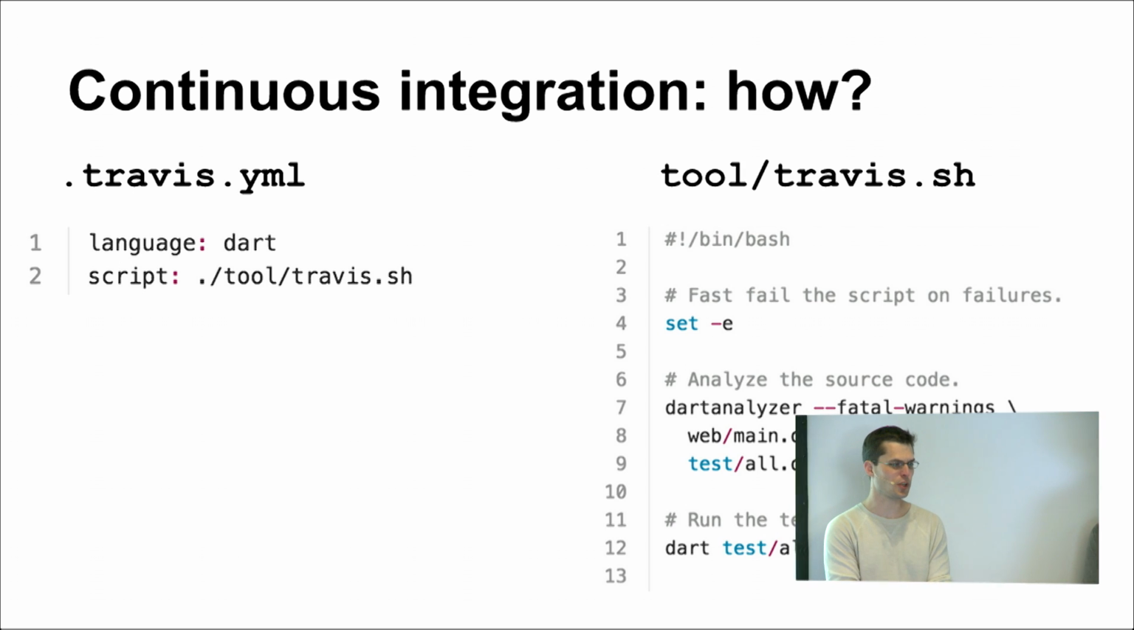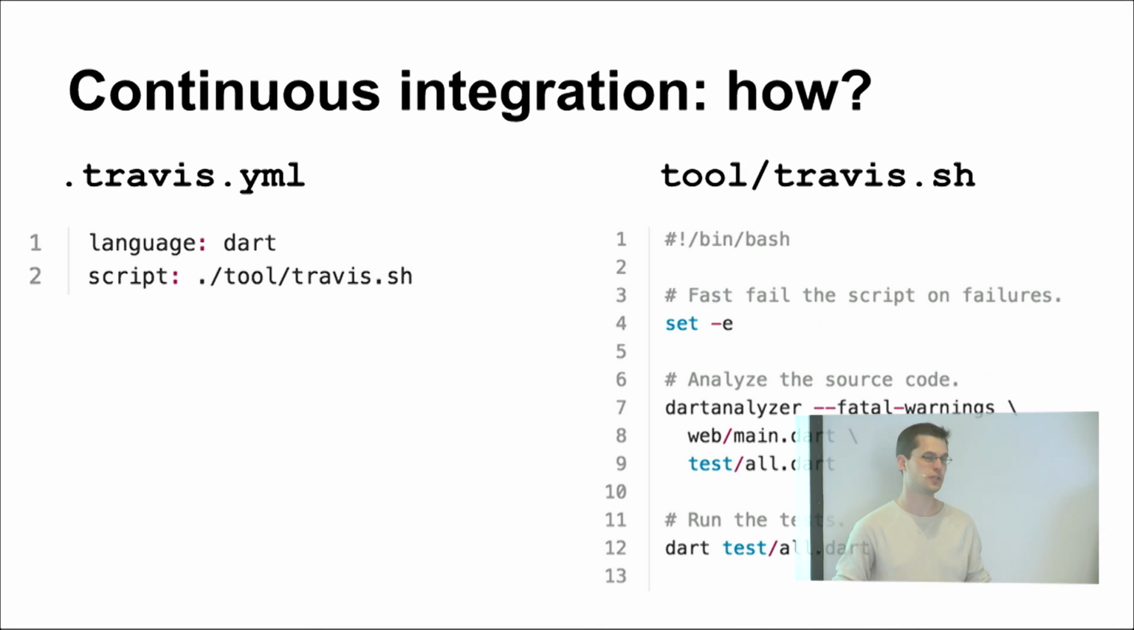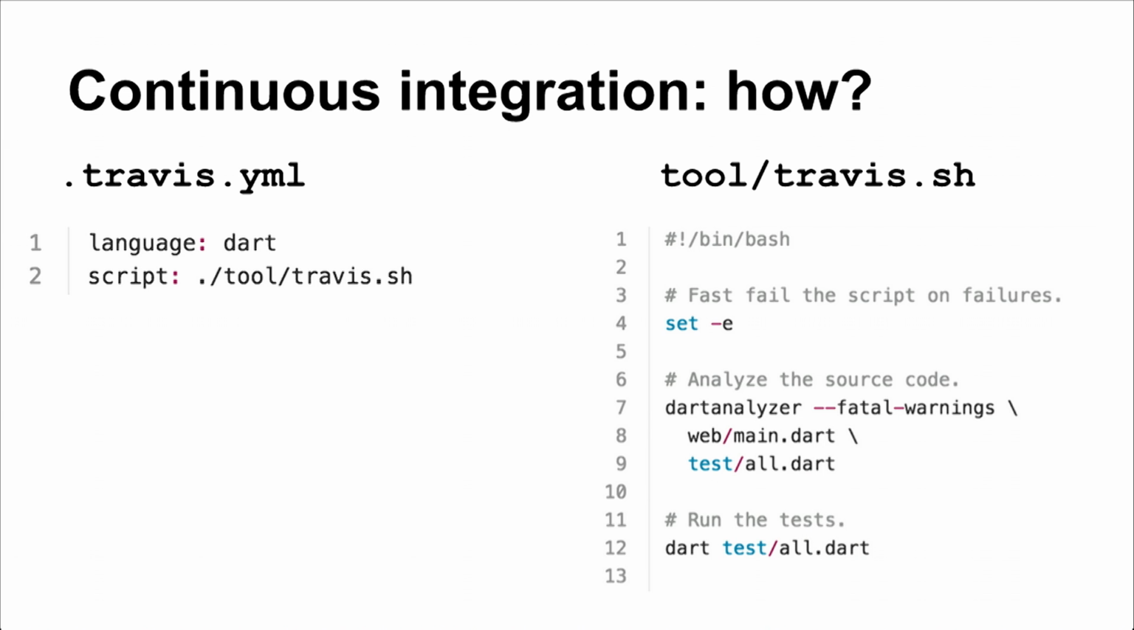We're using Travis on DartPad, so I'll talk a little bit about getting it set up with Travis. You just need a tiny metadata file at the root of your project to basically tell Travis that you want to use the Dart runtime when you run your tests, and give it a pointer to the script that will actually run your tests. And the scripts typically do a couple of things, like analyze your Dart source code to look for errors and warnings, fail the build if there are any, and run your unit tests.